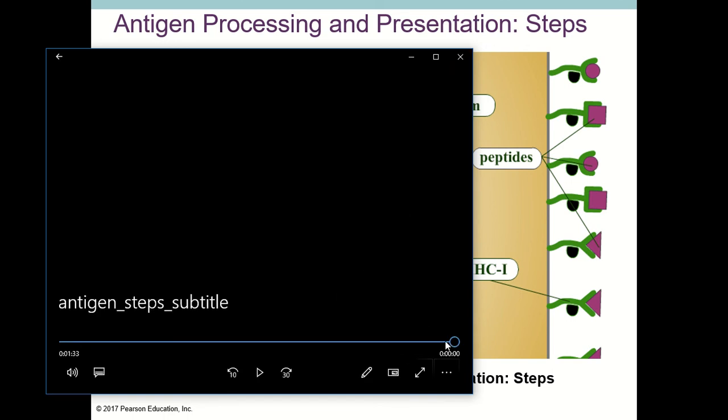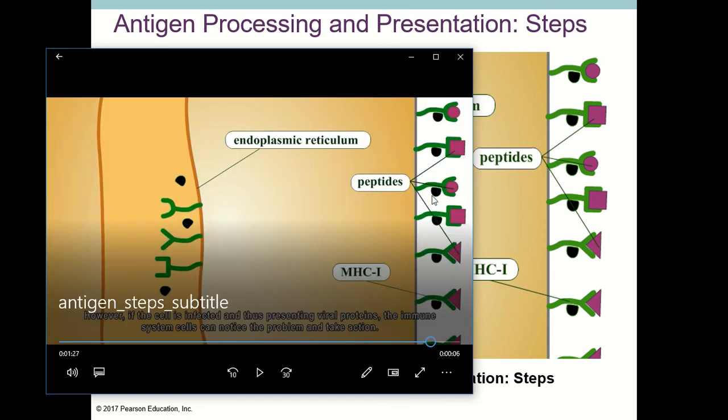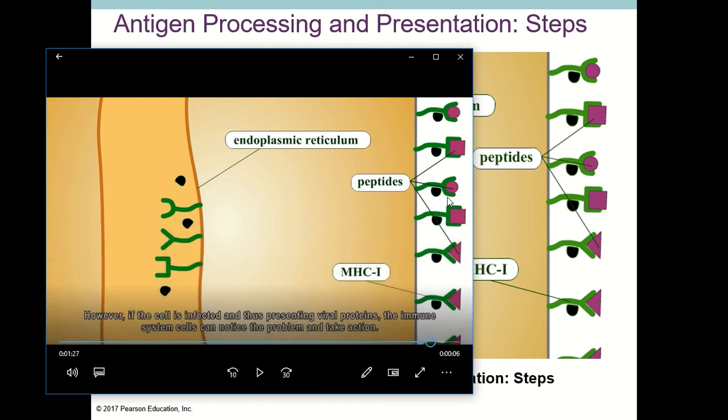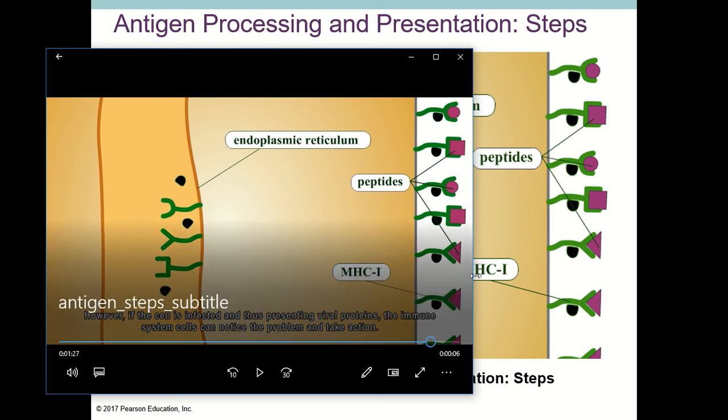So in the case of autoantigens, that's when the immune system ignores those cells. But again, in the case of an infected cell, whether it's a virus or a bacteria or a protozoa or a fungi that is infecting the cell, the immune system goes in and takes further steps to deal with those infected cells. And for the most part, those cells are killed.